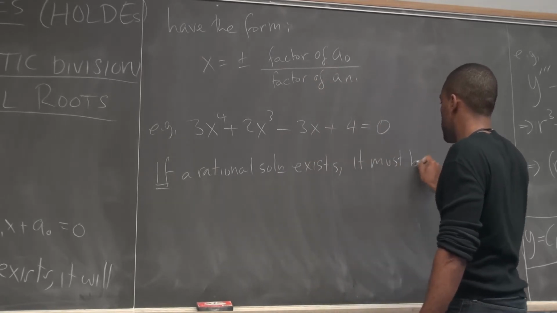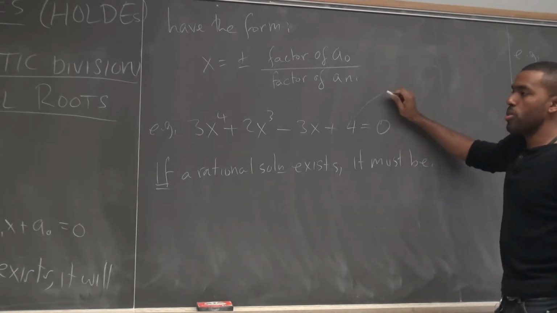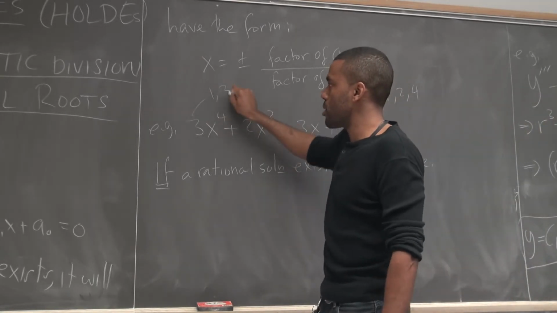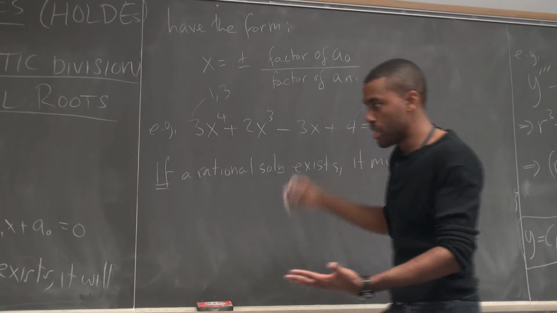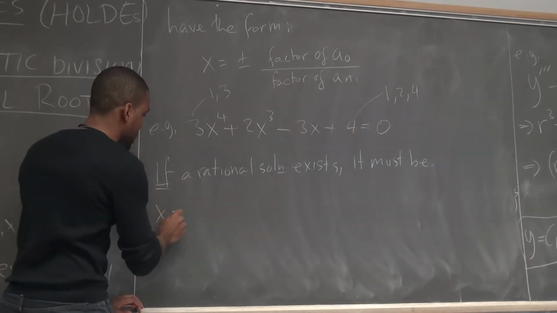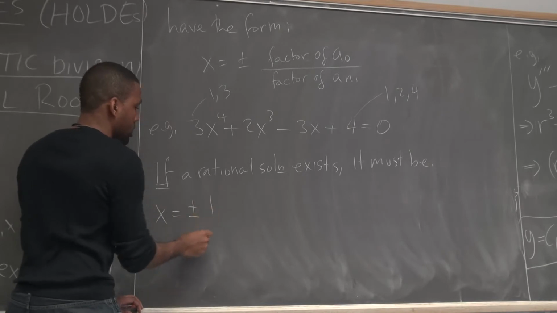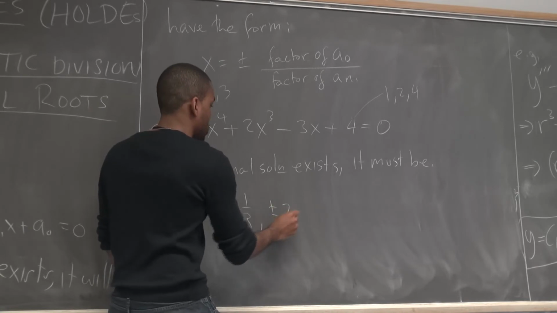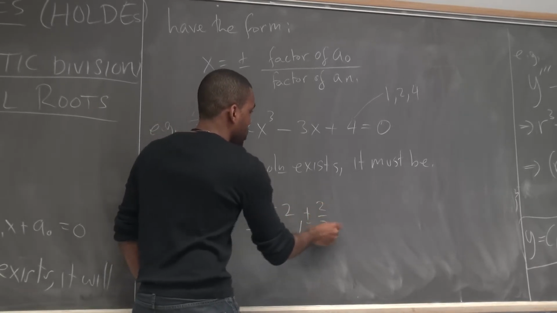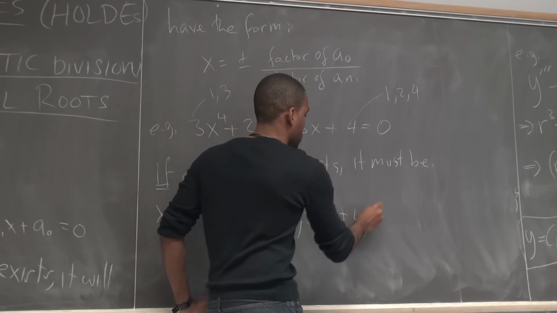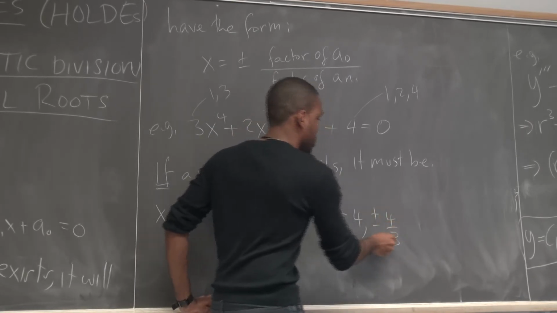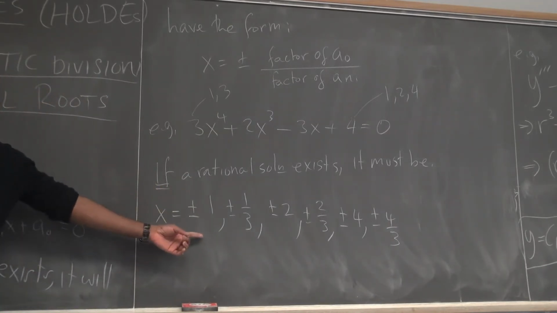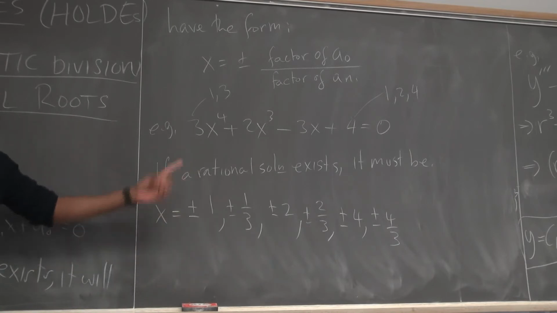It must be, well, what are the factors of 4? 1, 2, 4, right? What are the factors of 3? 1 and 3. Which means if a fractional solution exists to this, it should be plus or minus 1, plus or minus 1 over 3, plus or minus 2, plus or minus 2 over 3, plus or minus 4, plus or minus 4 over 3. It has to be one of those, if it exists. It doesn't have to exist, but if it does, it's going to be one of these. And all you have to do is plug in and check them.